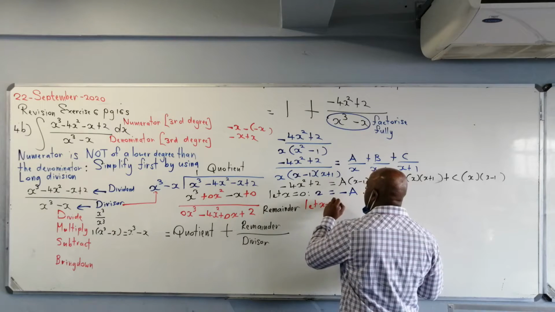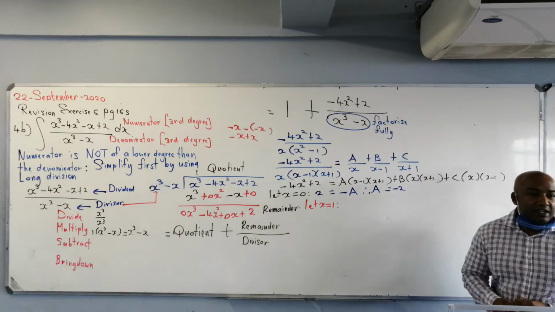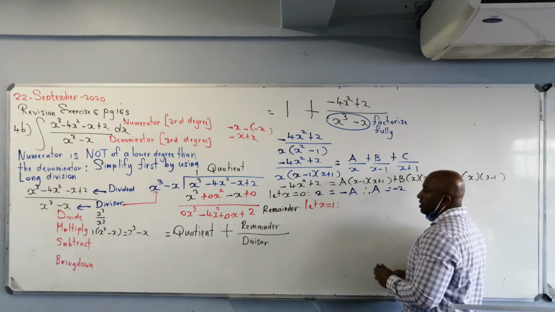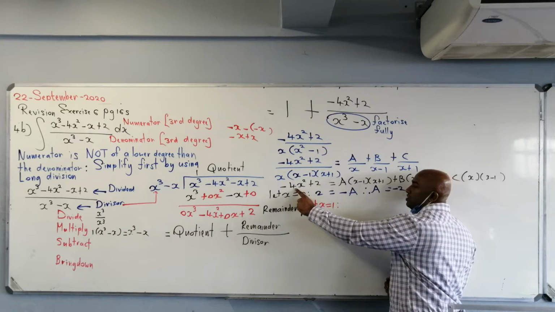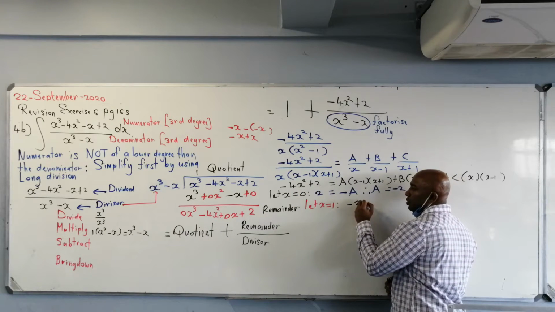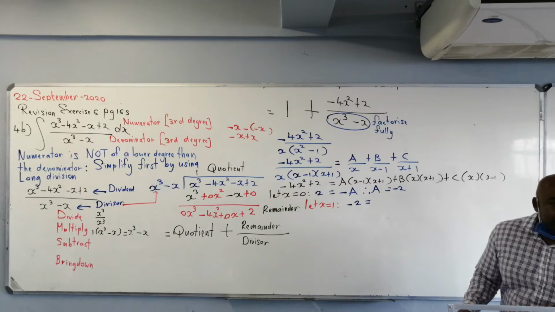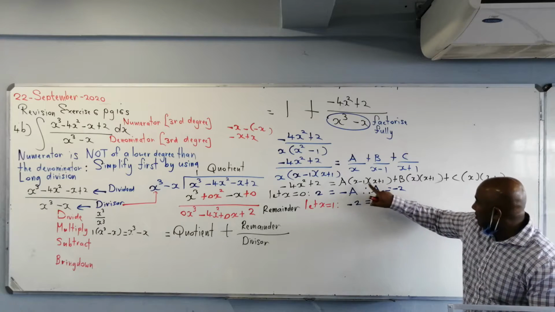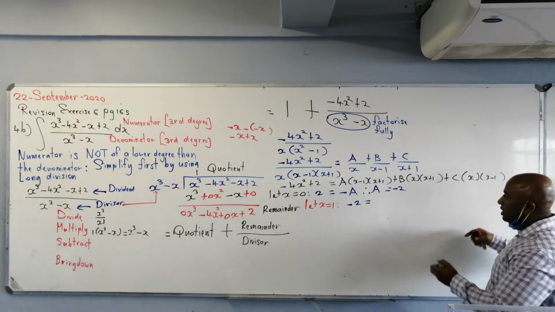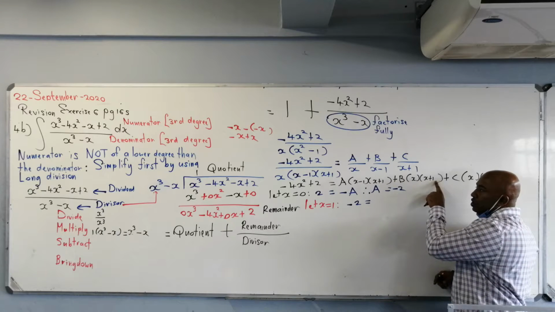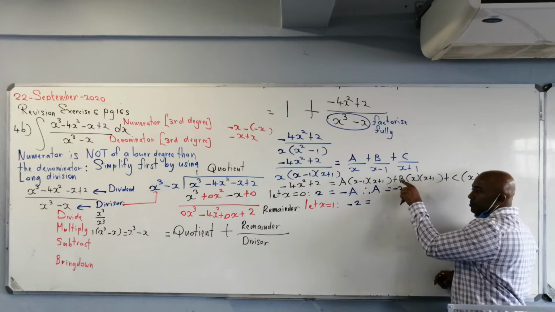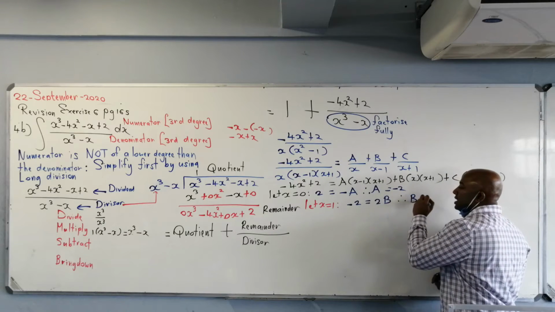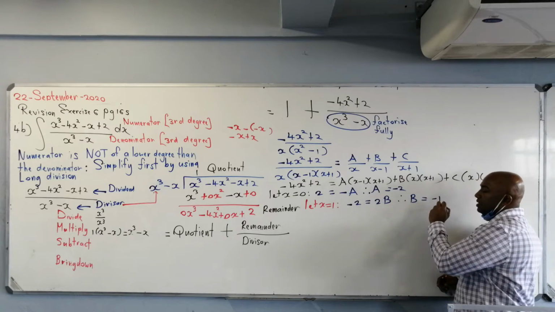Let x equal to 1. So if I replace x with 1, then on the left hand side I will have minus 4 plus 2, which is minus 2. Wherever I see x minus 1, I'm going to have a 0. So 1 minus 1, that's a 0. 1 minus 1, that's a 0. Here, 1 plus 1 is 2 times 1, which is 2, times b, which is 2b. So therefore, b is equal to minus 2 divided by 2 is minus 1.